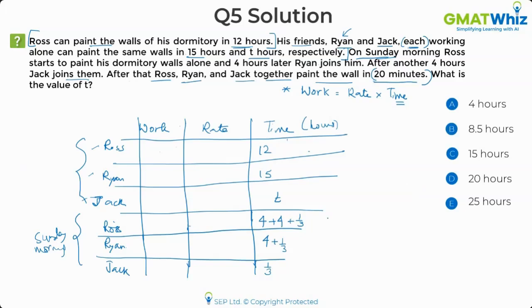Okay, now let me write this down. This is 8 plus 1, this is 25 by 3. This is 4 to the 12, 13 by 3. And this is 1 by 3. Okay, so I've jotted this down also.